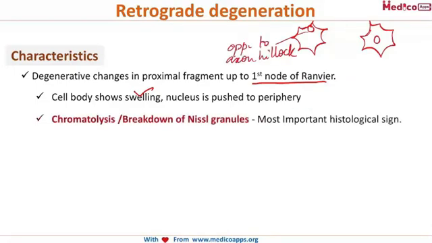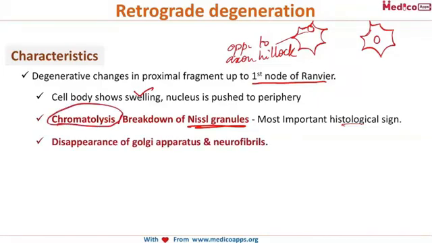Right. The next change is chromatolysis. That is nothing but breakdown of the Nissl's granules. Right? This is the most important sign that you will see on histology. Breakdown of Nissl's granules. This is termed as chromatolysis. And there is disappearance of the cell organelles, mainly Golgi apparatus and the neurofibrils.